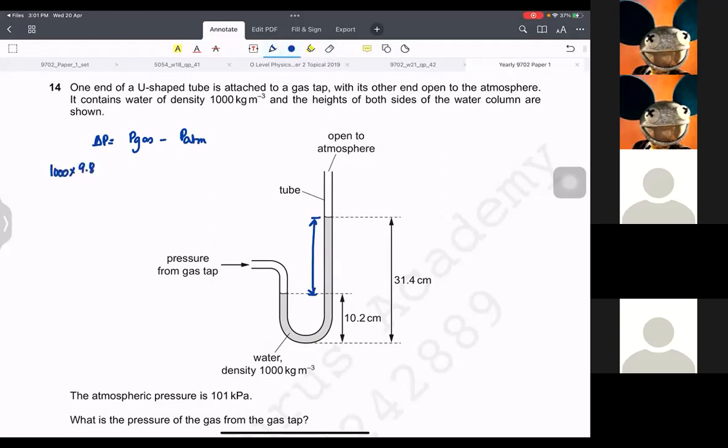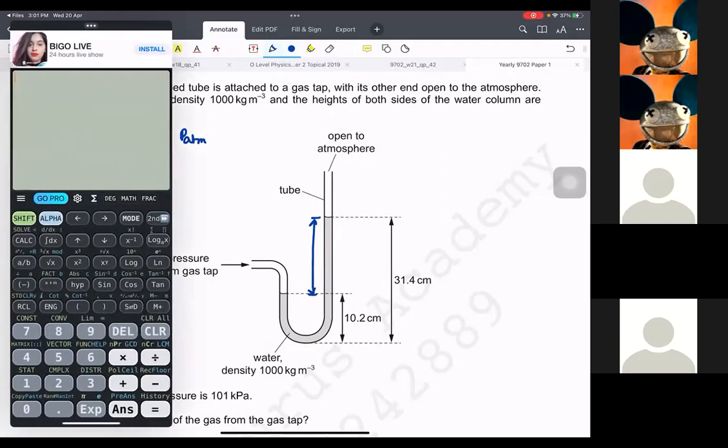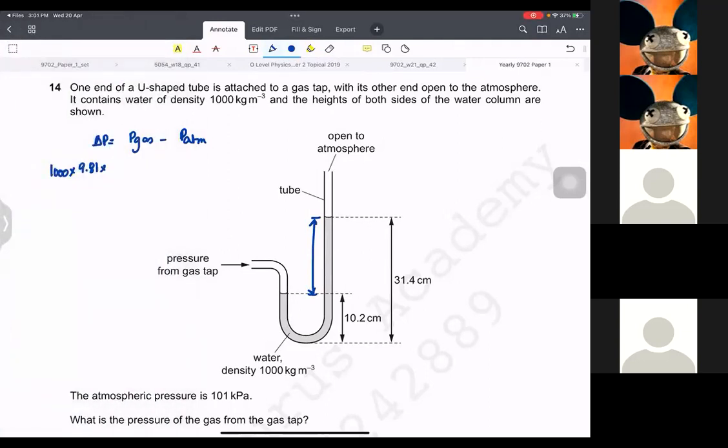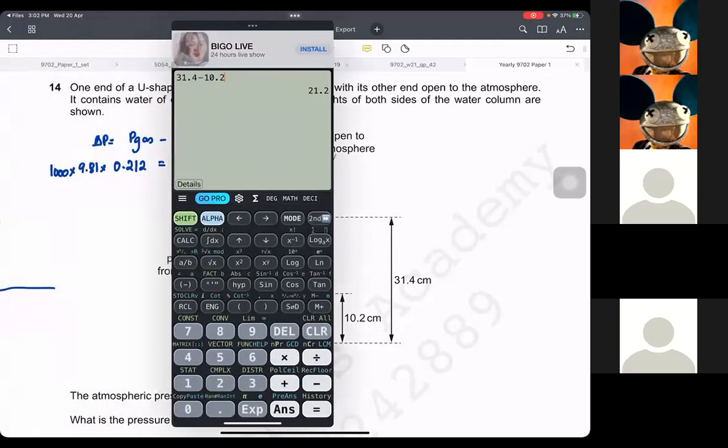Now, the difference in pressure will be density, which is 1000, times 9.81, times the height difference. I've got to find it. Actually, 31.4 minus 21.2 centimeters, so I've got to change it. 21.2 will be 0.212 meters. Now I want to find the gas pressure, and the atmospheric pressure is 101 times 10 raised to the power 3 pascals. So let's add both together to find it.